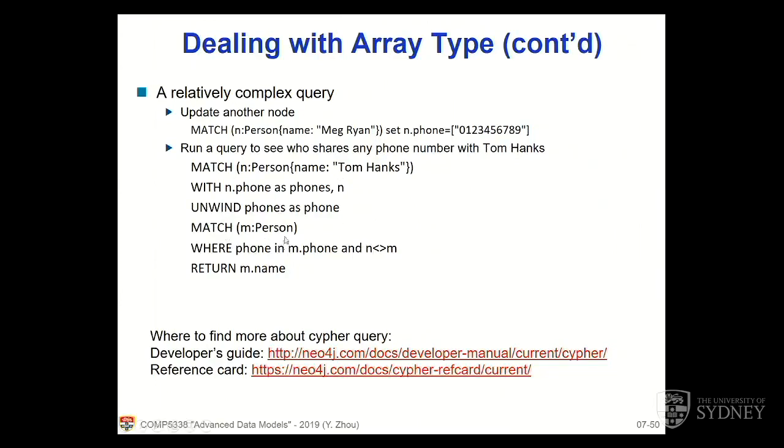Because when we do the match, it matches all the persons, including this person. That's the reason why we bring down n as well: we want to use it here in the inequality. And then we return the name. So that's the person who is not Tom Hanks, but does have the same number.